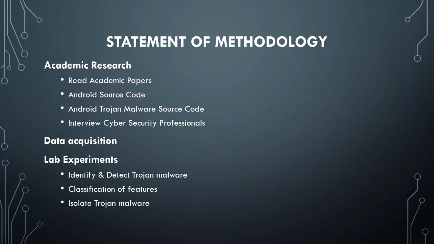The methodology will first start with academic research: reading academic papers, reviewing the Android source code, reviewing other Android Trojan malware source codes, and interviewing other cybersecurity professionals, mainly in the banking industry. Next will be data acquisition, followed by lab experiments. The main focus will be detecting Trojan malware, classifying their features, and isolating the malware itself.